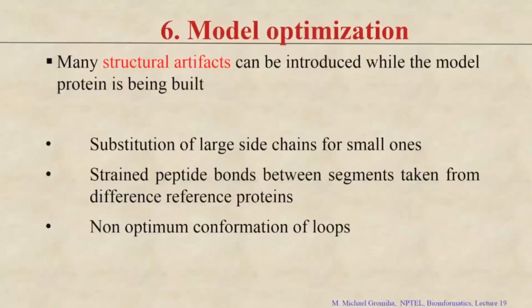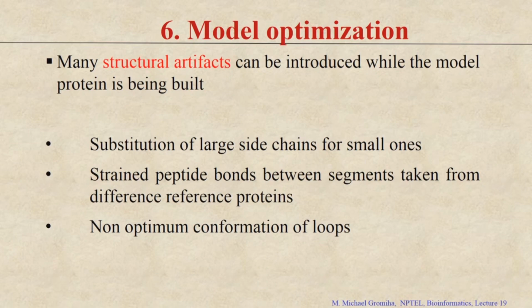For example, if you have the template, the backbone, the side chains, and the loops, you have the crude model. Now, what we need to see is that during these steps we introduced several artifacts. What are the various artifacts? We replaced several amino acid residues, for example large side chains for small ones, alanine to valine. We just put them in, whether they are sterically allowed or not, we have not checked.